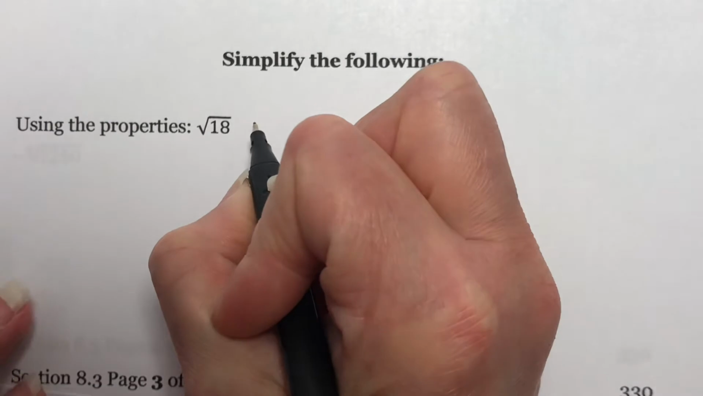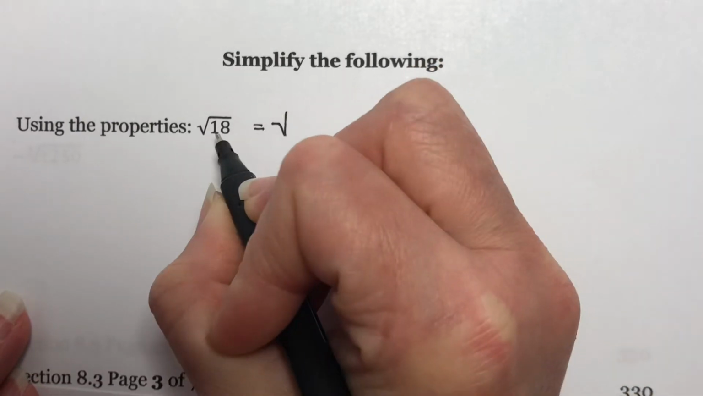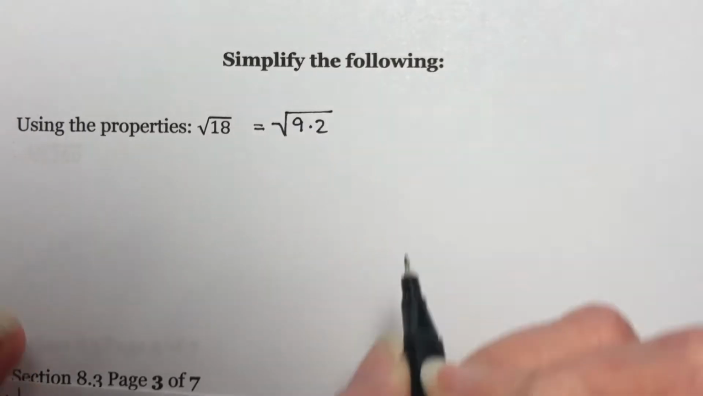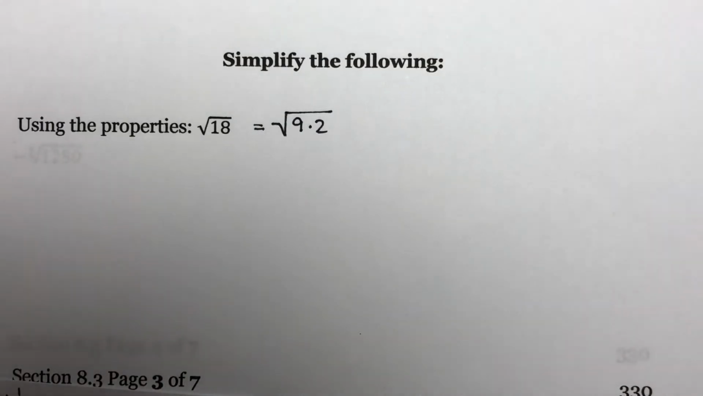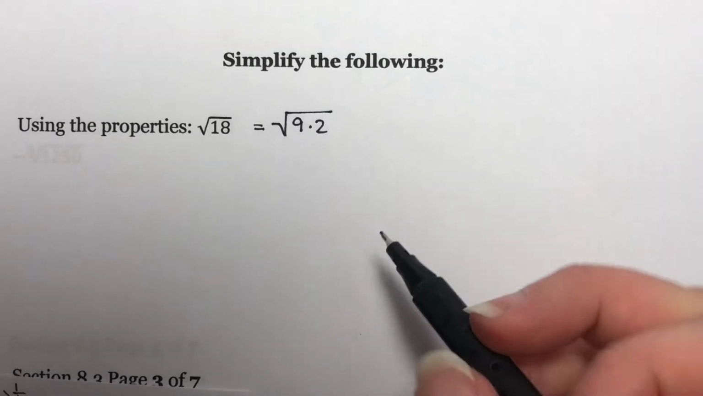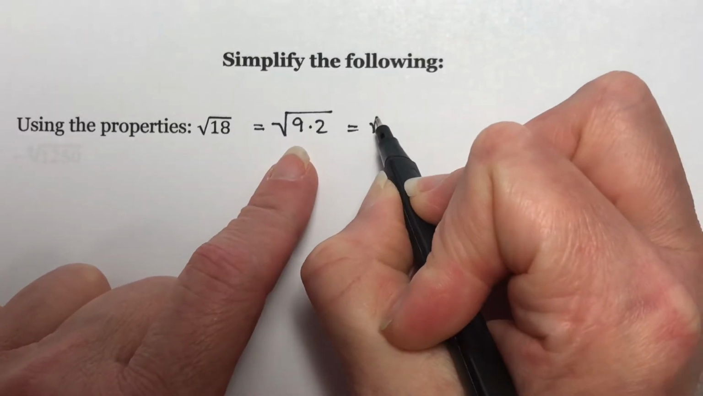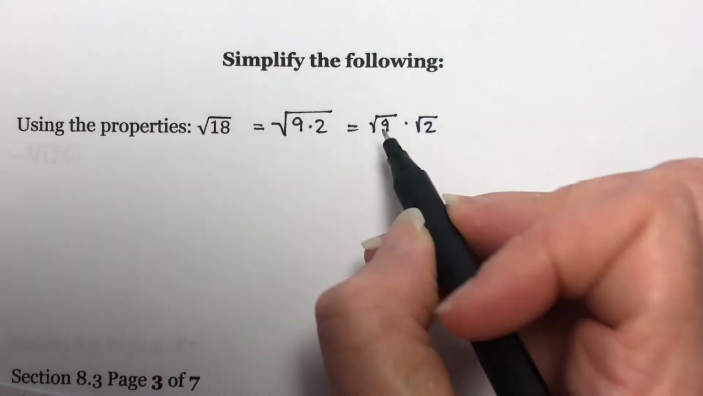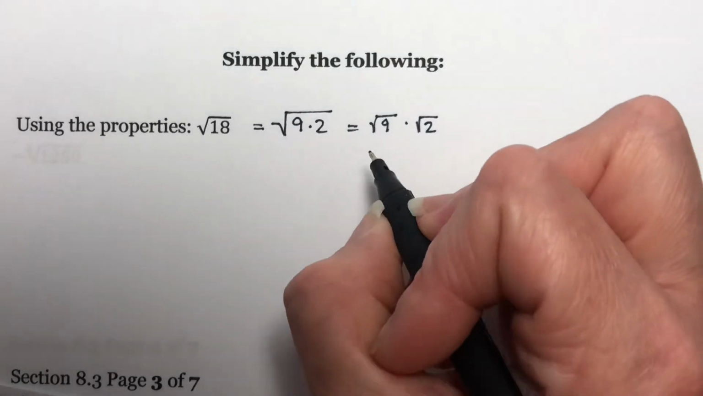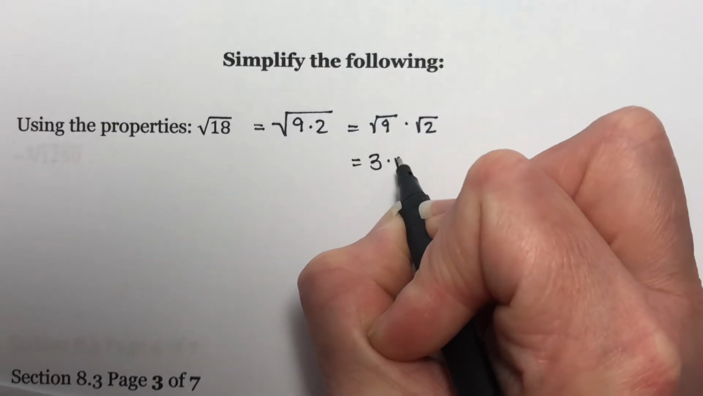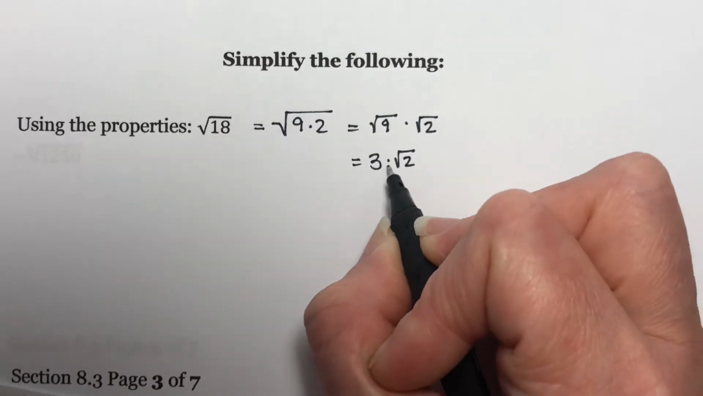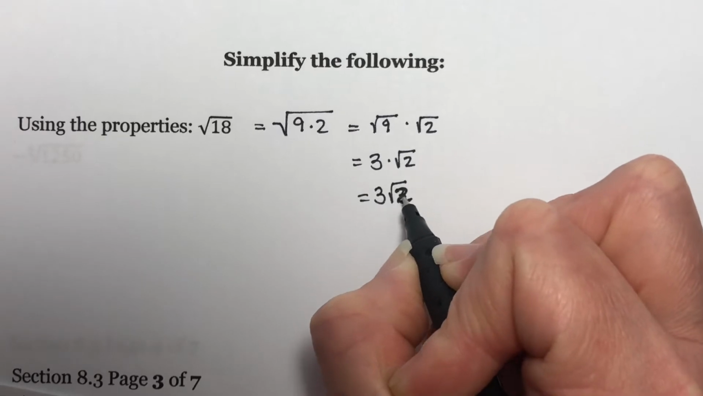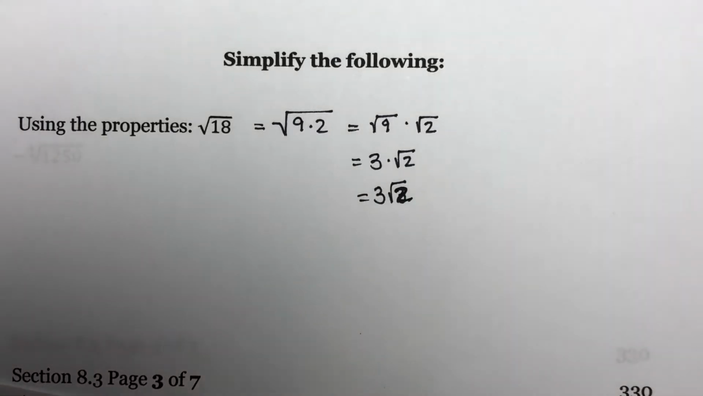So I'm going to rewrite the square root of 18 as the square root of 9 times 2. 9 times 2 is 18. It's true. Now using the property we're talking about, I can take this and split it up into the square root of 9 times the square root of 2. The square root of 9, we know that. It's exact. It's 3. So this is 3 times the square root of 2. And normally we don't write the dot. It's understood. And we write 3 square root of 2.